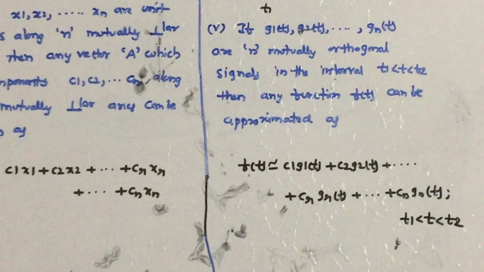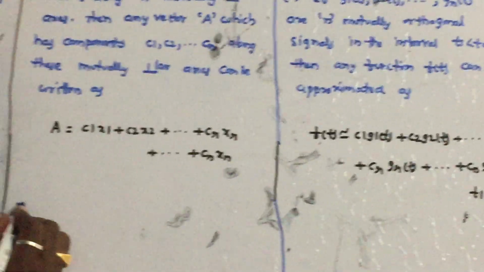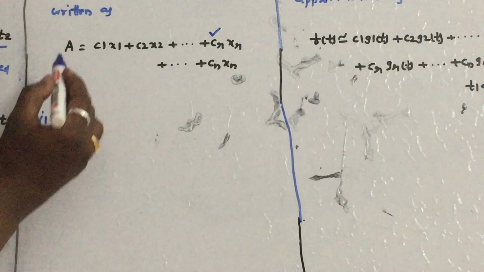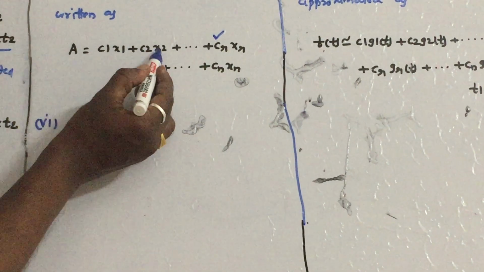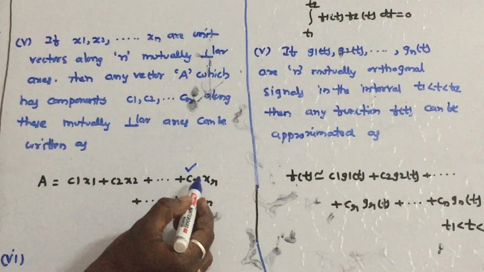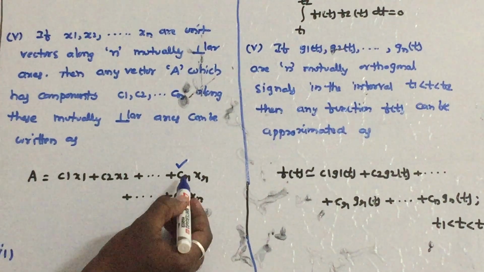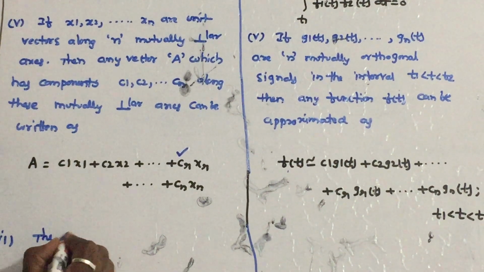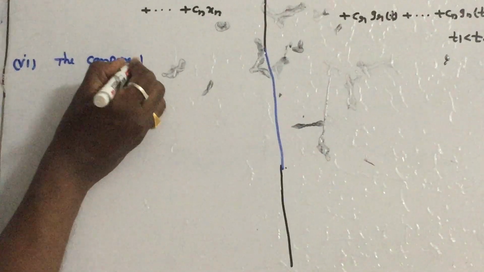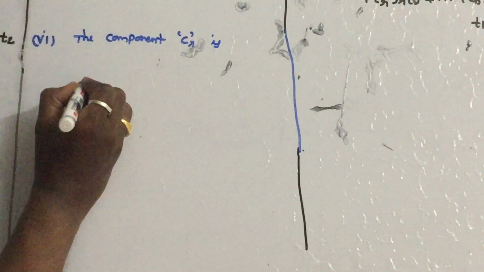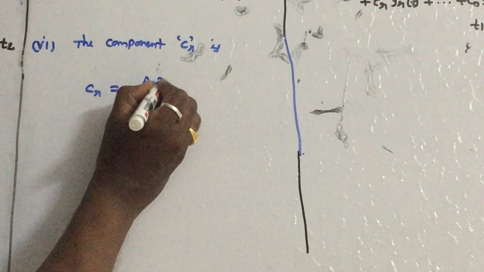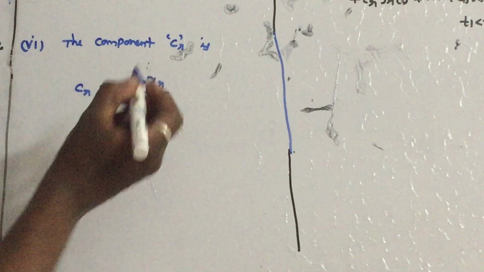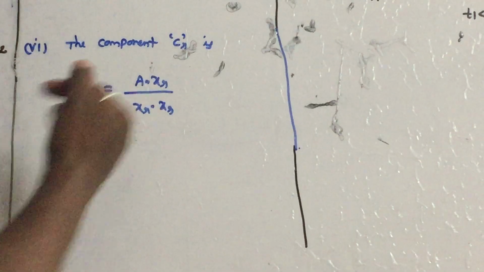So let us write the last point of the summary between vectors and signals. So what is this coefficient formula? Simply take the dot product with xr: x1 dot xr is 0, x2 dot xr is 0, xn dot xr is 0, only A dot xr is on the left side, and on the right side cr into xr dot xr. So therefore what is the component cr? Simple formula, what is cr? A dot xr by xr dot xr, clearly mention the dot product, as you know the dot product. So this is the component cr.